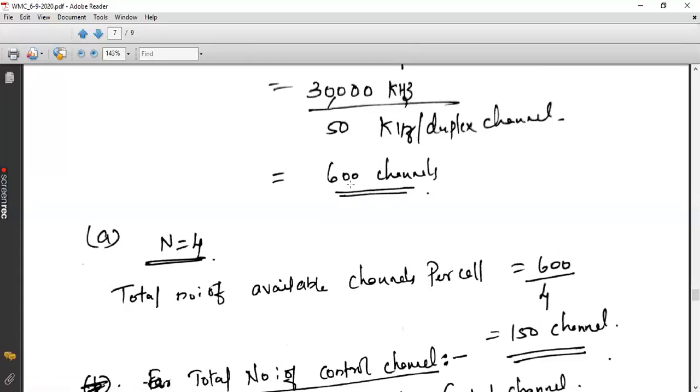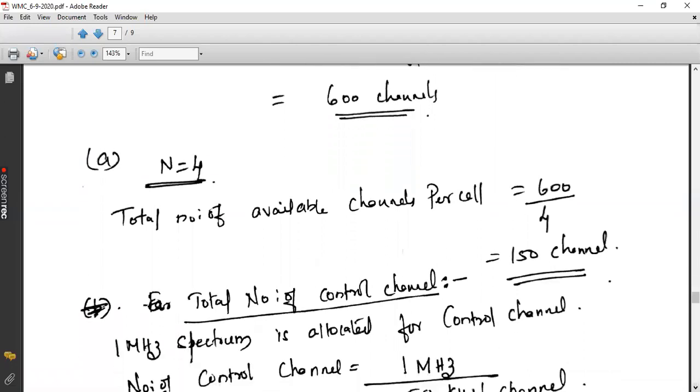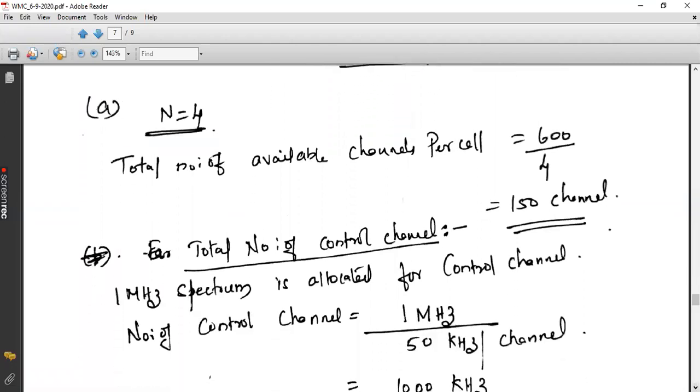I repeat, 600 channels are the total channels allocated for that entire cluster. So for one cell, you have to divide, because it is equally distributed, isn't it? We can't distribute non-uniformly. So we need to distribute all the available channels in a uniform manner. So we are going to divide this by 4, so that it will be 150 channels allocated for one cell. So for each cell, you will have 150 channels.